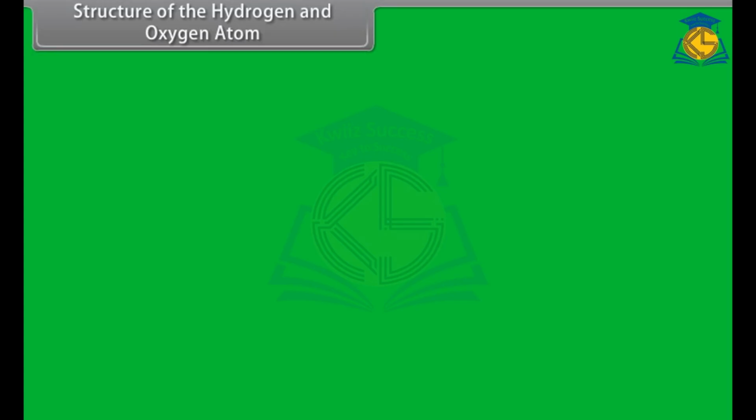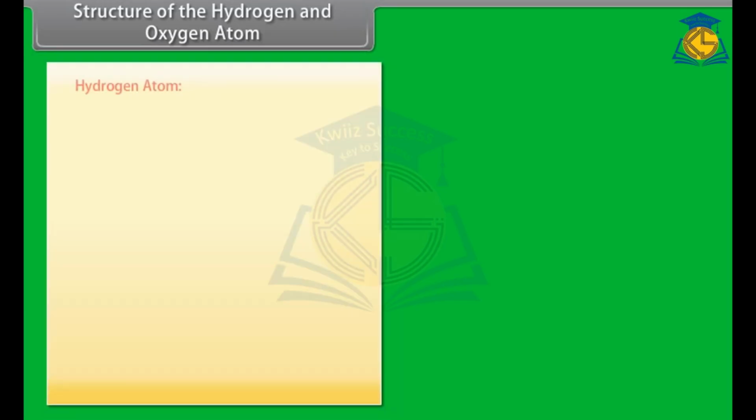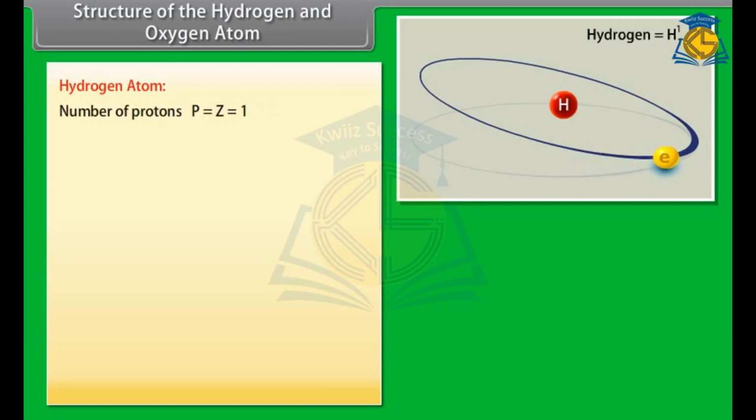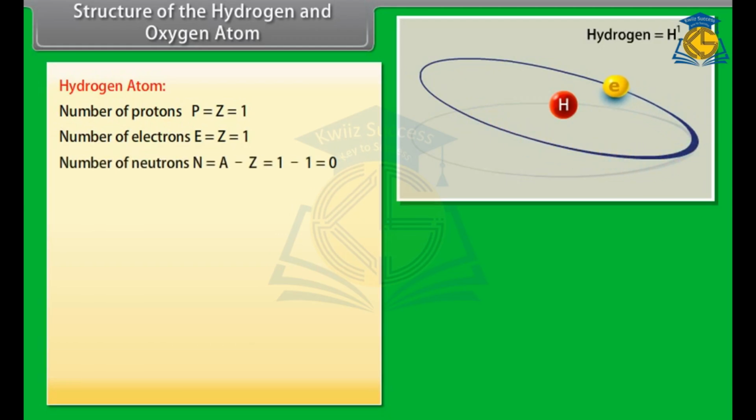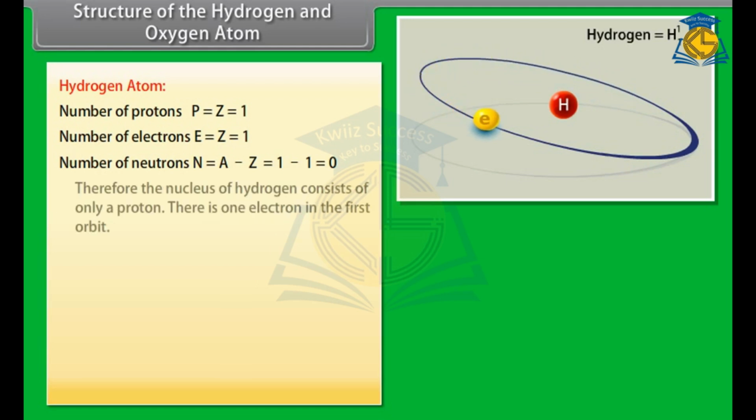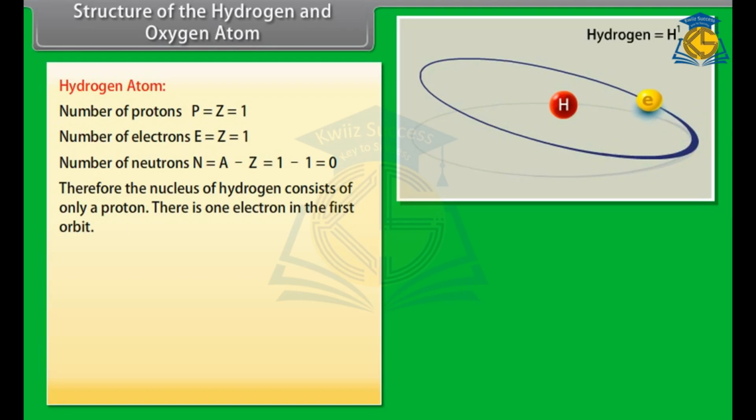Structure of the hydrogen and oxygen atom. Hydrogen atom. Number of protons, P = Z = 1. Number of electrons, E = Z = 1. Number of neutrons, N = A − Z = 1 − 1 = 0. Therefore, the nucleus of hydrogen consists of only a proton. There is one electron in the first orbit.